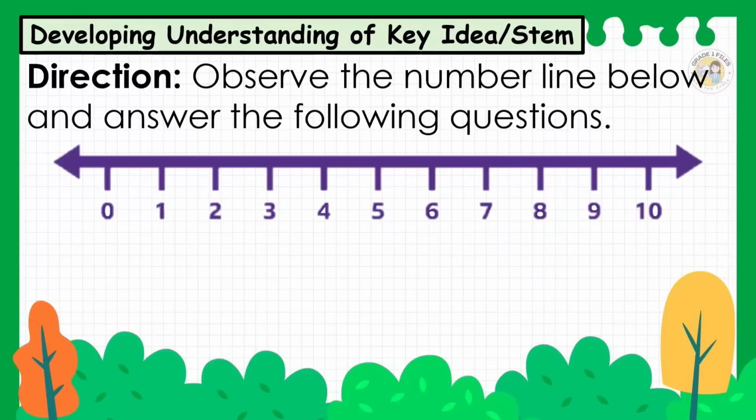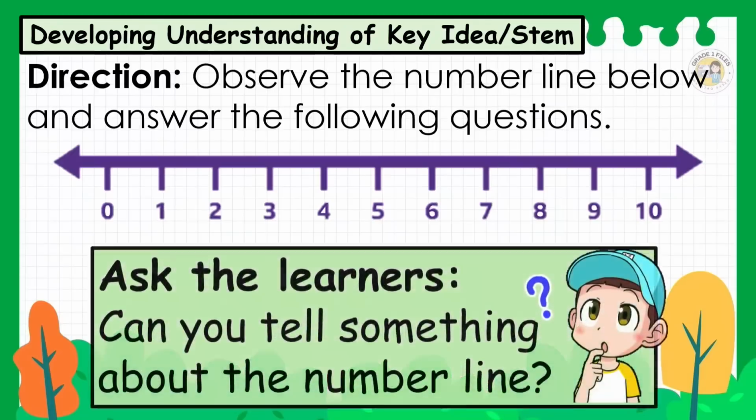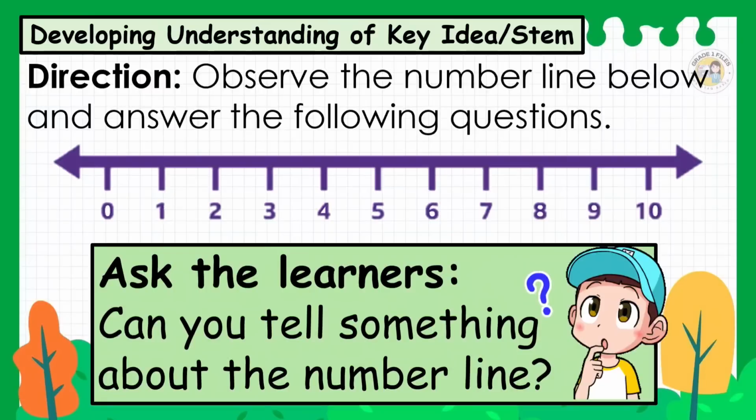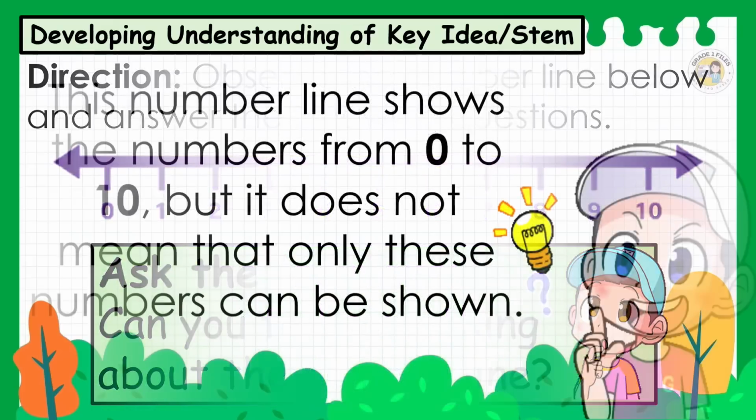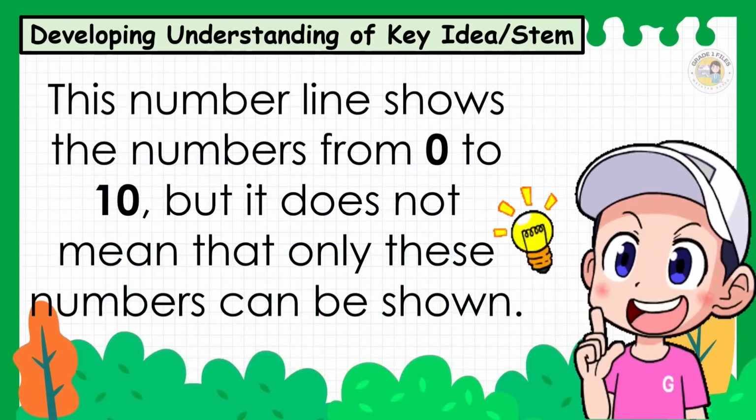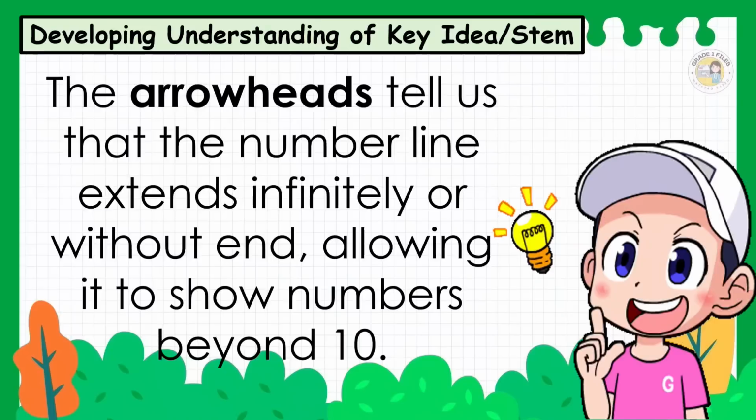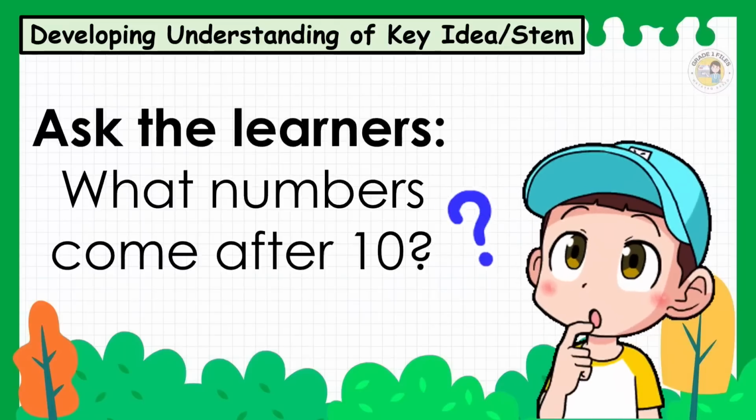Observe the number line below and answer the following questions. Can you tell something about the number line? This number line shows the numbers from 0 to 10, but it does not mean that only these numbers can be shown. The arrowheads tell us that the number line extends infinitely or without end, allowing it to show numbers beyond 10. Students, what numbers come after 10?